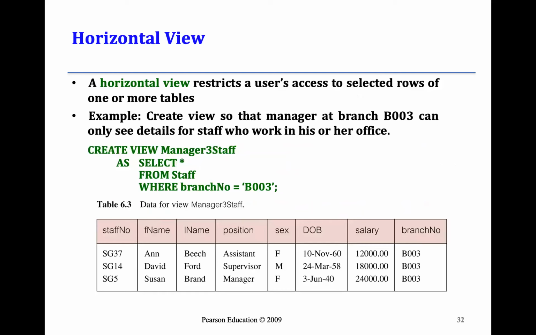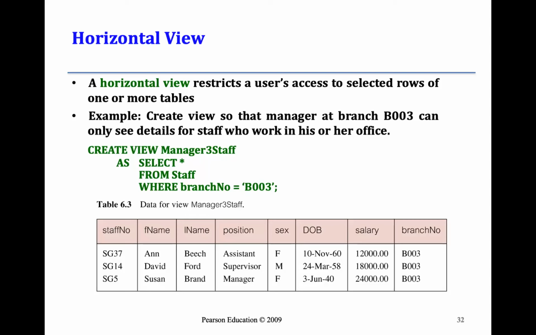Okay, before we get to how we implement views, we'll do that a little later. Let's talk about a couple of common types of views. So one is called a horizontal view, and it essentially selects a subset of rows from a table. In that way, you restrict a user's access to only a portion of a relation, in this case, a horizontal slice of the relation. So here we are allowing a manager to view all of the details of his or her employees at branch B3, but not at the other branches.